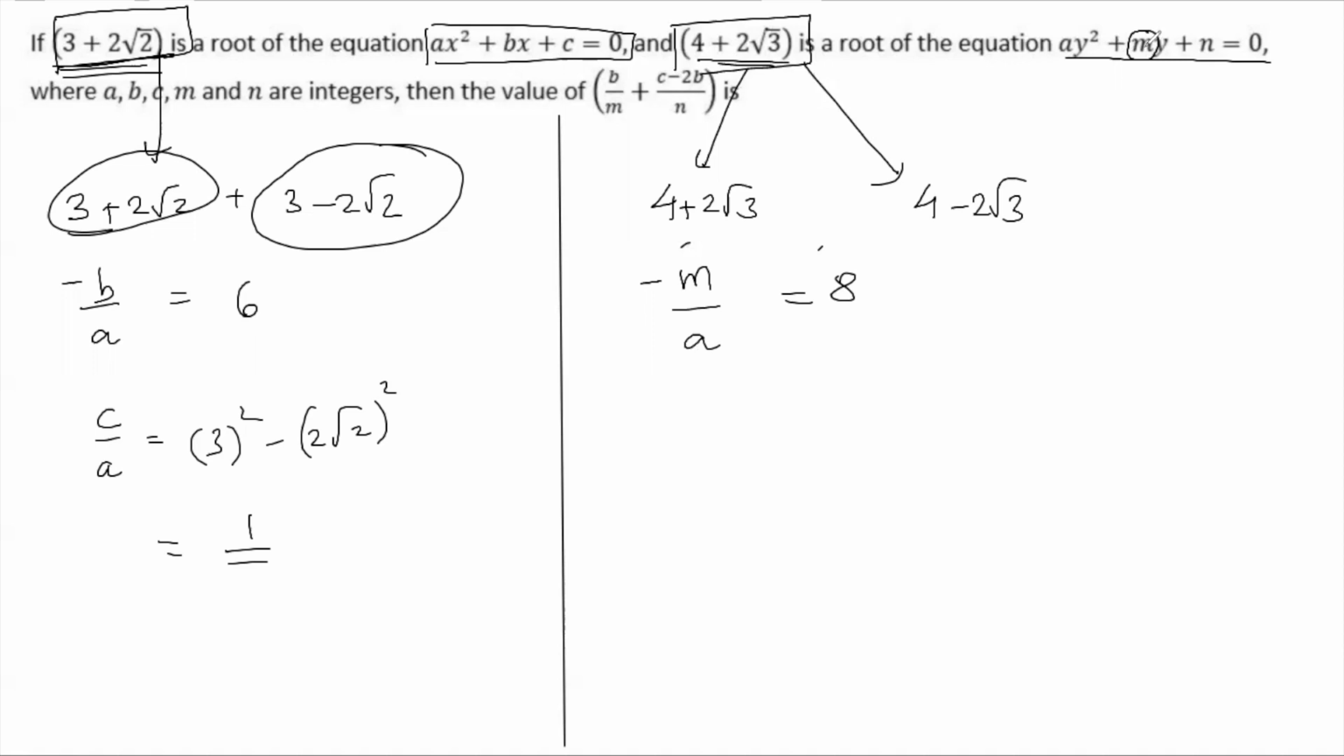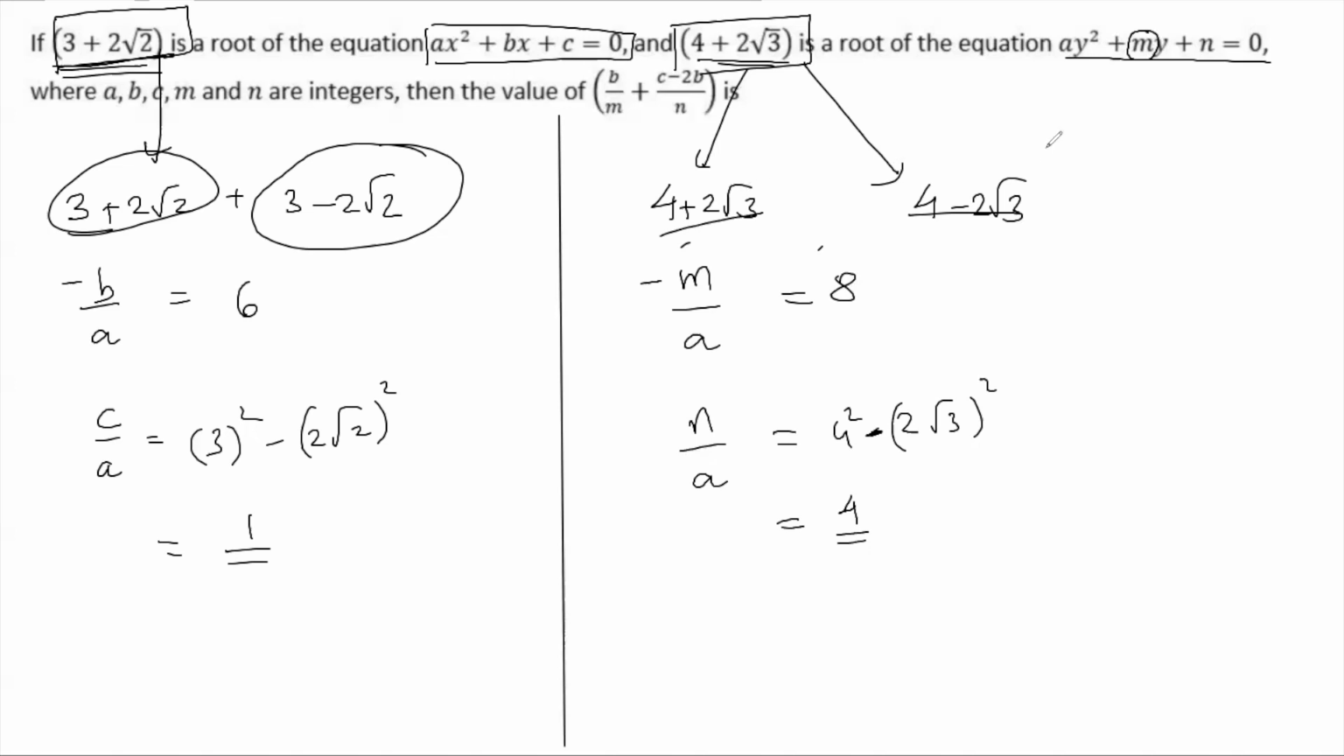And similarly, the product of the roots will be c by a. So n by a in this case will be equal to the product of the roots. So 4 plus 2 root 3 into 4 minus 2 root 3. Same logic, a plus b into a minus b, that's a square minus b square. That is 16 minus 2 root 3 squared, which is 12. 16 minus 12 is 4.